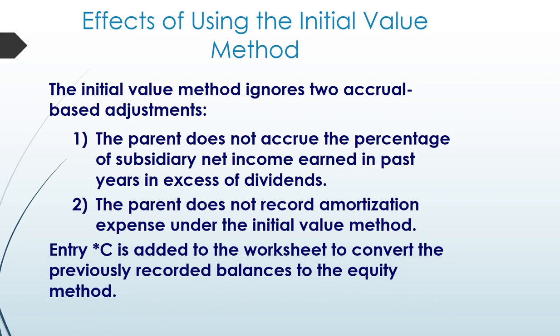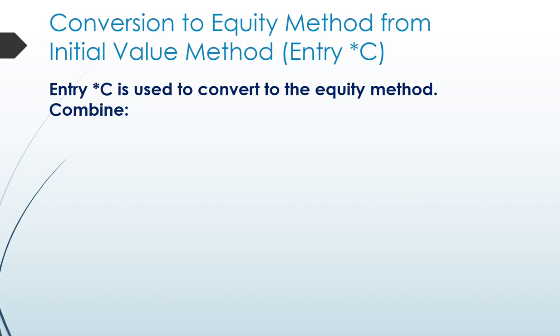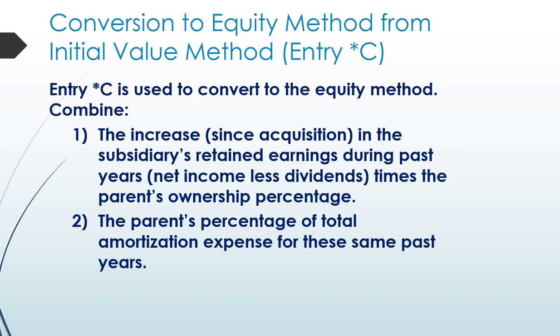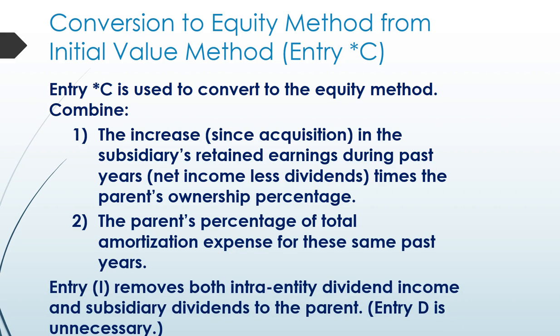So entry C is added to the worksheet to convert the previously recorded balances to the equity method as of the beginning of 2018 in this example. So entry C: the increase since acquisition in the subsidiary's retained earnings during past years, net income less dividends, times the percentage ownership if this is not 100% owned by the parent, and the parent's percentage of total amortization expense for these same past years. In this case, it's 100%. Entry I removes intercompany dividend income and considered dividends to the parent, so entry D is unnecessary.